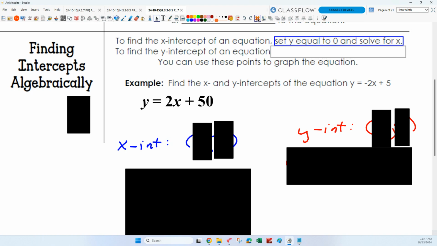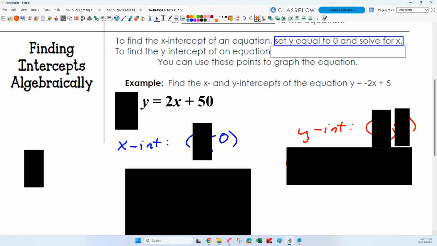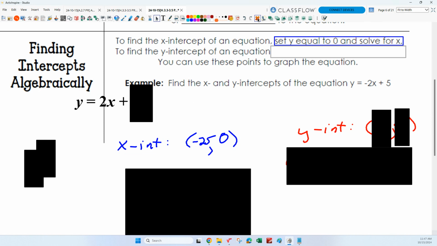Fair enough. If I want the x-intercept, I'm setting y equal to 0, correct? This is a great little trick. It's called the cover-up technique or cover-up method. You're just going to set y equal to 0 and solve in your head for x. What are the 2 steps to solve for x? So what do you get? -25. Done. Easy, right?